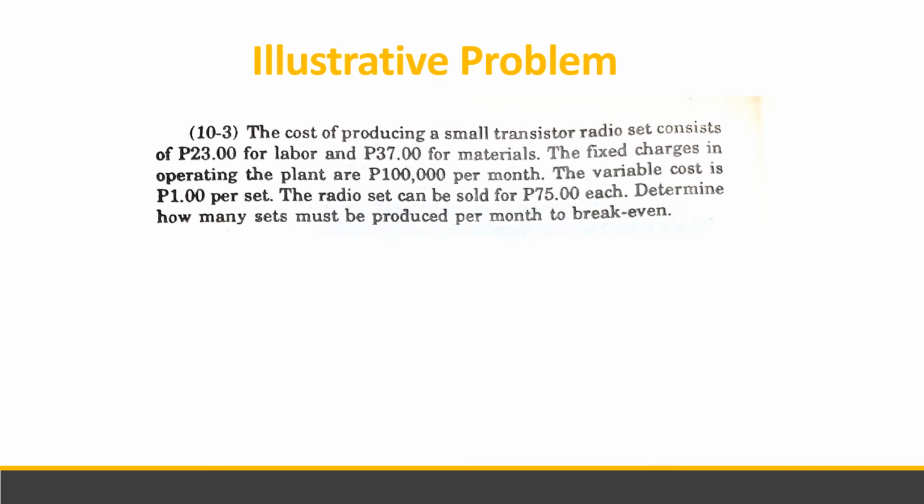Okay, so example number 1. The cost of producing small transistor radio sets consists of 23 pesos for labor and 37 for materials. The fixed charges in operating the plant are 100,000 per month, so that is a fixed cost. The variable cost is 1 peso per set, and the radio set can be sold for 75 pesos each. Determine how many sets must be produced per month to break even.